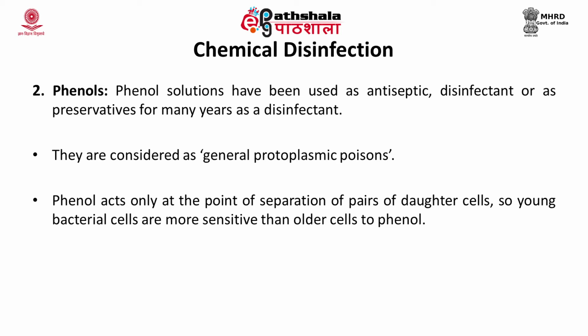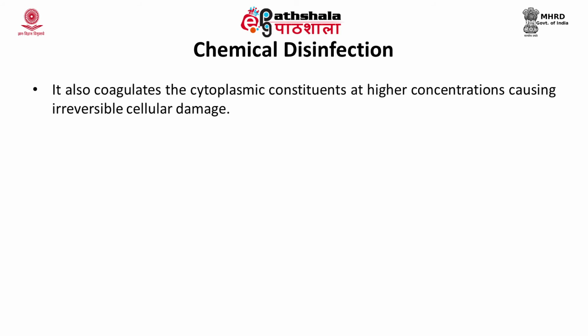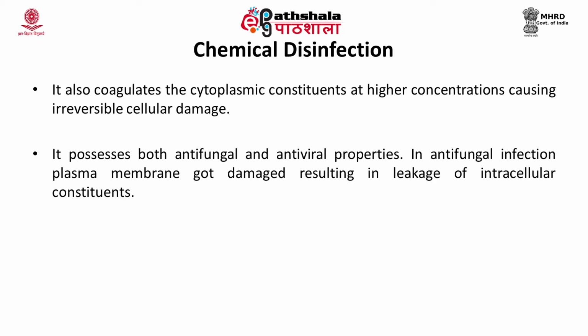They are generally considered as protoplasmic poisons. Phenol acts only at the point of separation of the chromosomal pair during the cell division. That is why the young bacterial cells are more sensitive than the older cells to phenol. Phenol also coagulates the cytoplasmic constituents at higher concentrations, causing the irreversible cellular damage. It possesses both antifungal and antiviral properties.